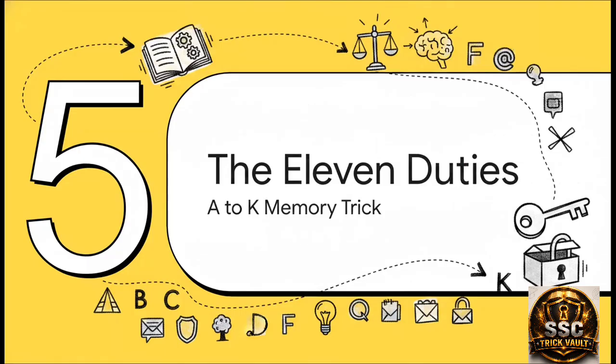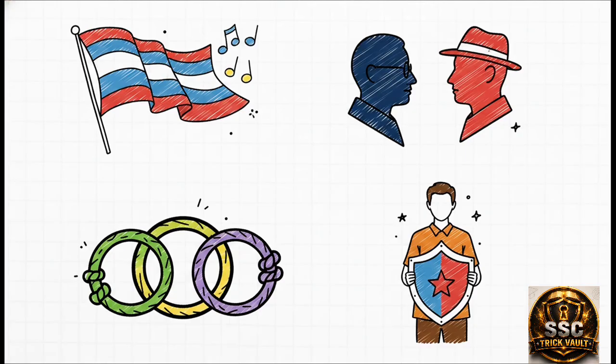Which brings us to Section 5, memorizing the 11 duties. Because knowing there are 11 of them is great, but how do you actually remember them all? Well, we've got a fantastic, totally foolproof alphabetical trick to lock all 11 straight into your memory, matching them up perfectly from letters A to K. Let's start. A is to abide by the Constitution, the national anthem, and the flag. Super simple. B is for the noble ideals of freedom fighters. Think Bhagat Singh and Bapu.